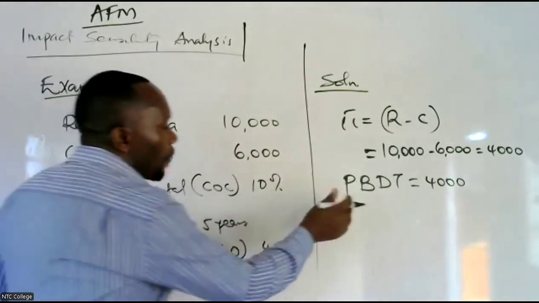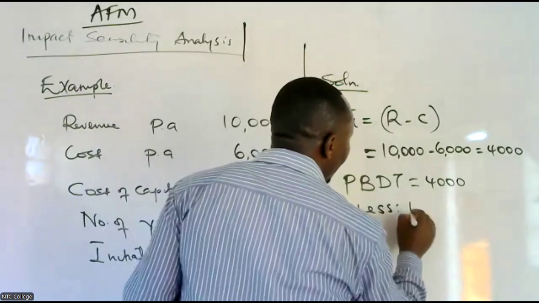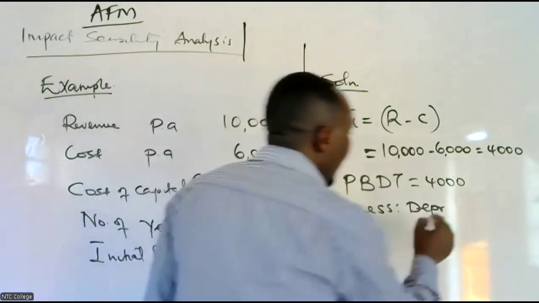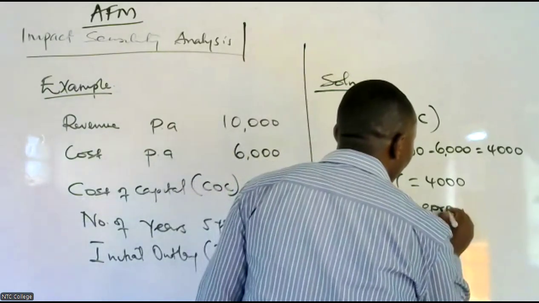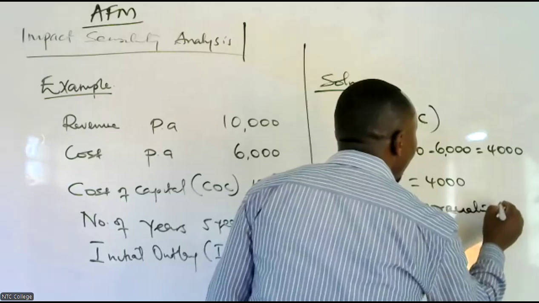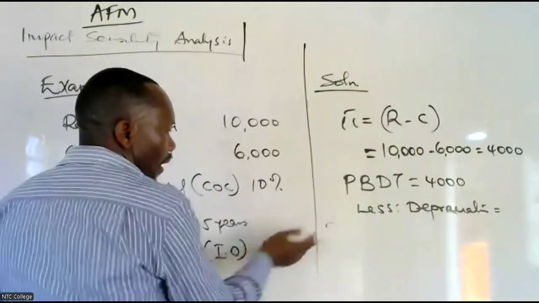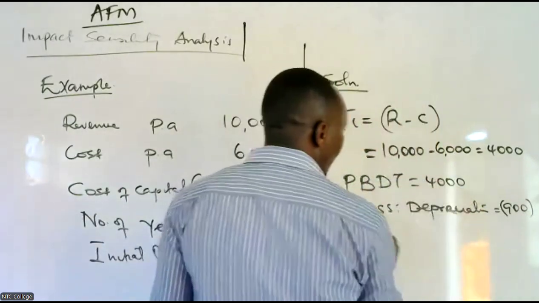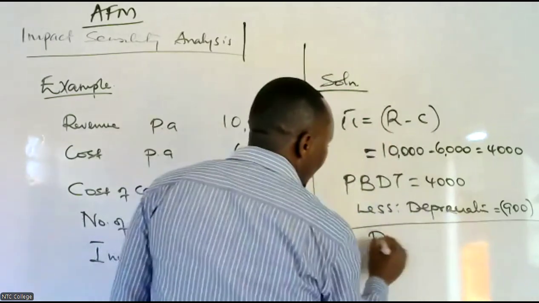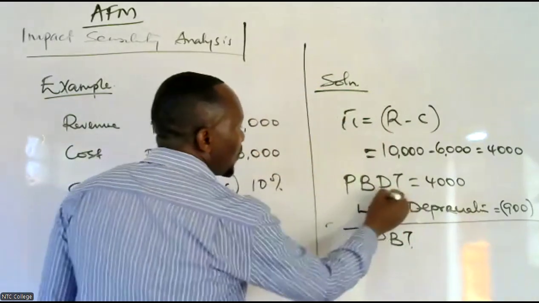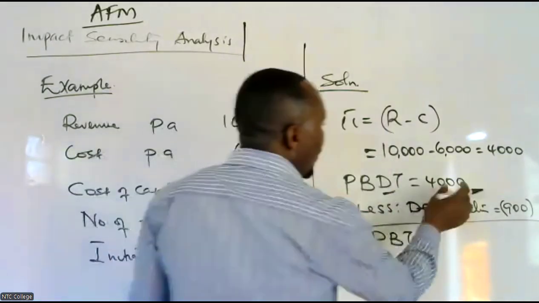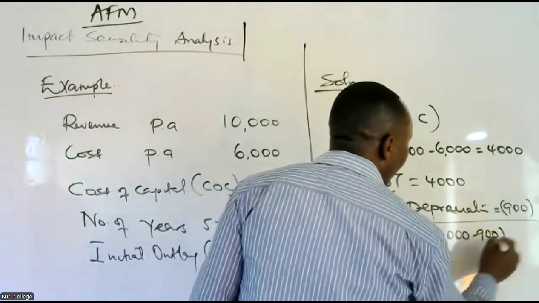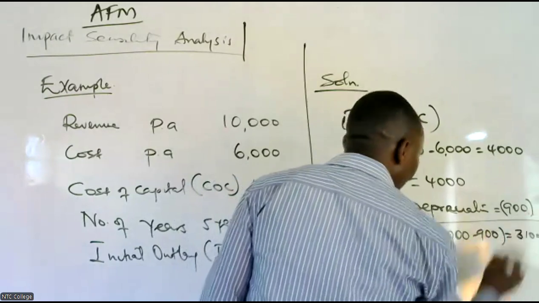Therefore, you now come from here and say less depreciation. I want you to write this somewhere for future reference. It will help you. Less depreciation, which is, let's say, 900. So 900 according to this one can be 900. So if you less 900 from 4,000, what will be profit before tax? We have profit before tax because depreciation is deducted before tax. It will be 4,000 minus 900, and that gives you 3,100.